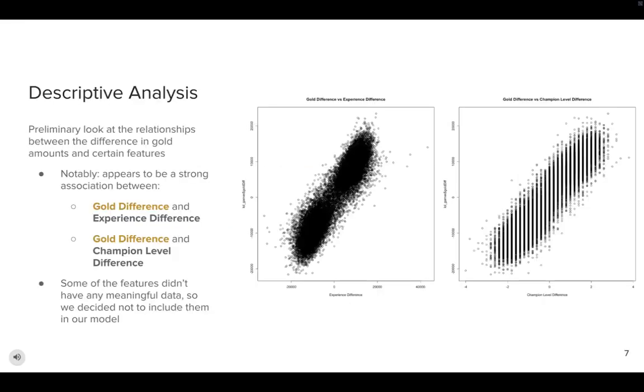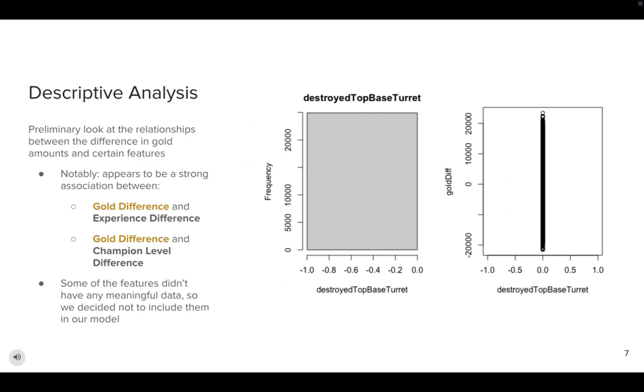Here we have a descriptive analysis of our data, and this is going to provide a preliminary look at the relationships between the difference in gold amounts and certain features. Most notably, there appears to be a strong association between gold difference and experience difference, and also between gold difference and champion level difference. Another thing to note is that some of the features did not have any meaningful data, so we decided not to include them in our model.